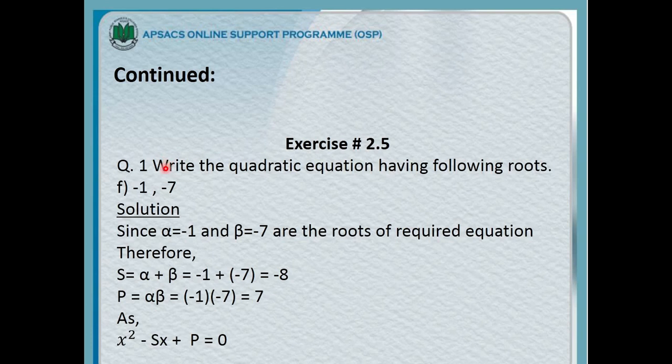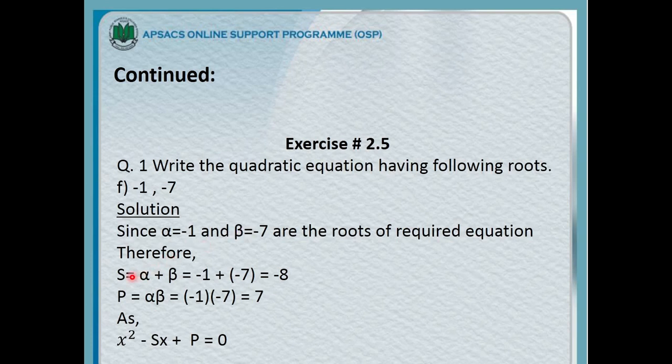So let's start solving question number 1 of exercise 2.5, in which you will see how a quadratic equation can be formed if the roots of the equation are given. So students, I am going to solve question number 1 part f, in which roots minus 1 and minus 7 are given. We will take alpha as minus 1 and beta as minus 7, and we are required to form a quadratic equation.